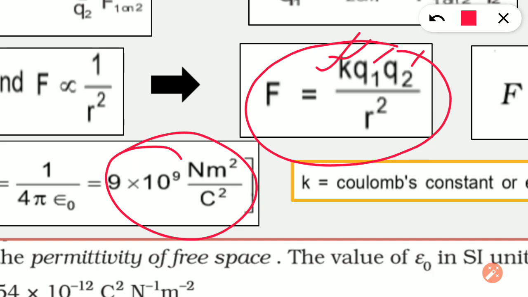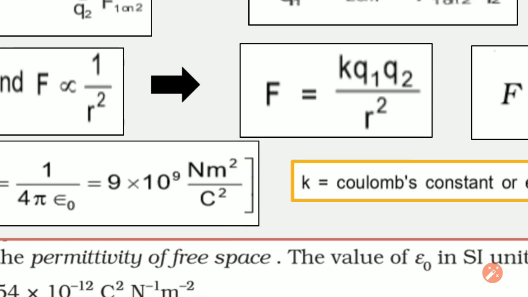This K depends upon the medium in which the charges are kept. But when nothing is mentioned about where the charges are or in which medium they are kept, just assume that the charges are kept in air or vacuum, right? In those cases only, you can take K as 9 into 10 to the power 9 Newton meter square per Coulomb square.